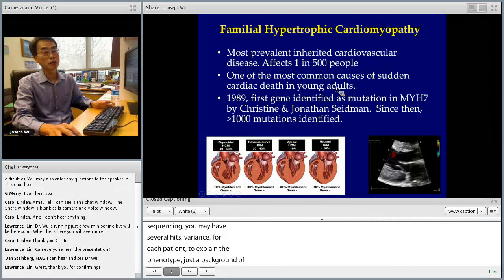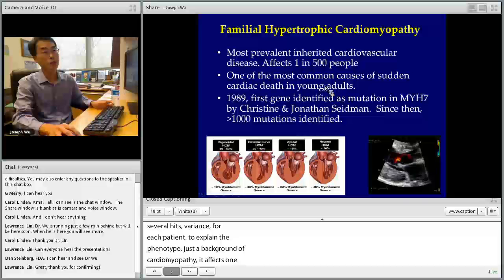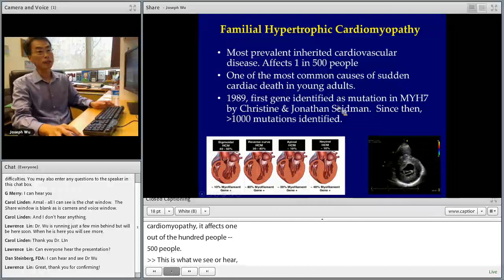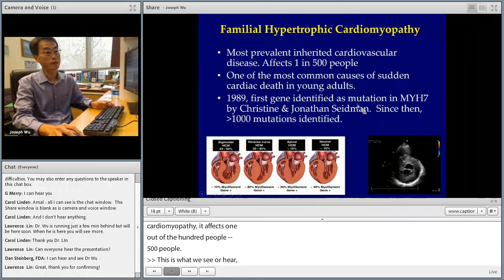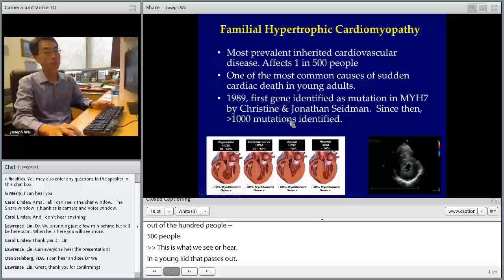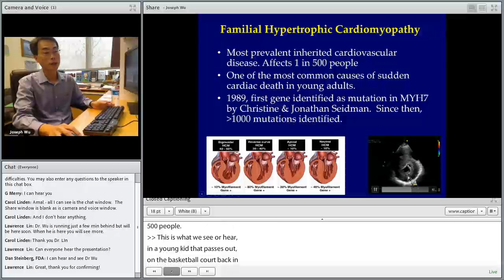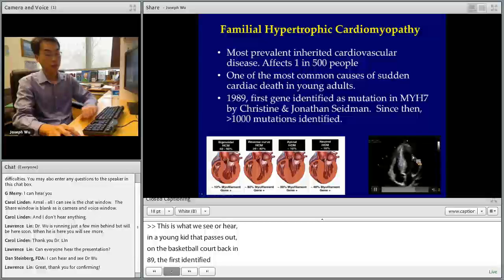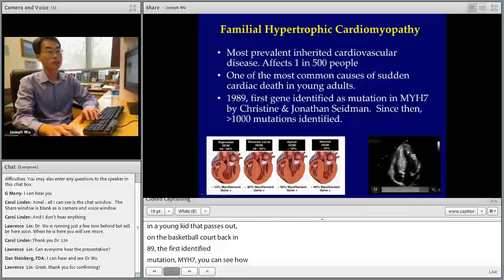This is one of the most common causes of sudden cardiac death in young adults. It is a diagnosis of exclusion for cardiologists when we see or hear of a young kid who passed out on the football field or basketball court. Back in 1989, the first gene mutation was identified in myosin heavy chain 7. Since then, more than 1,000 mutations have been identified. This is the echocardiogram. You can see how thick the muscles are on various cuts, sagittal cuts and also apical cuts right here.